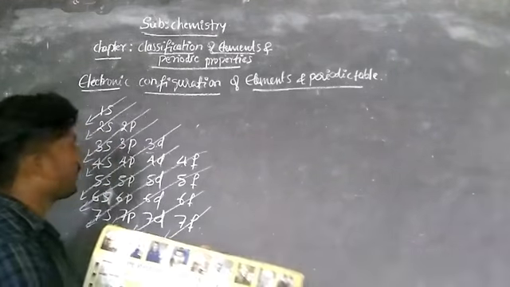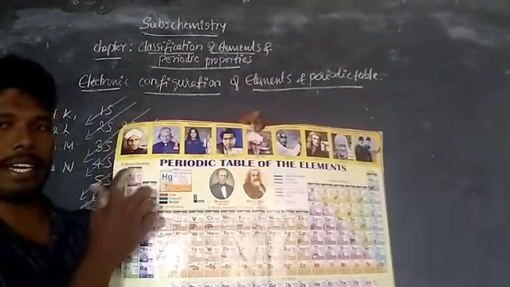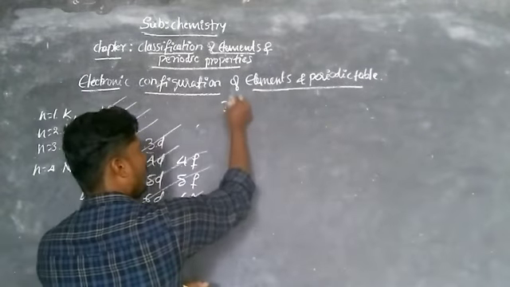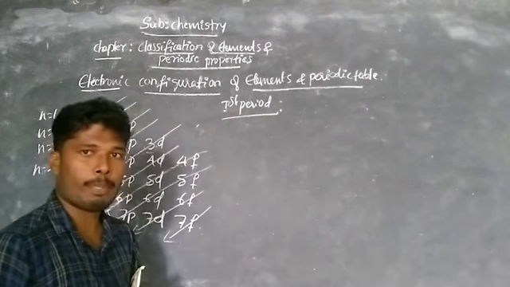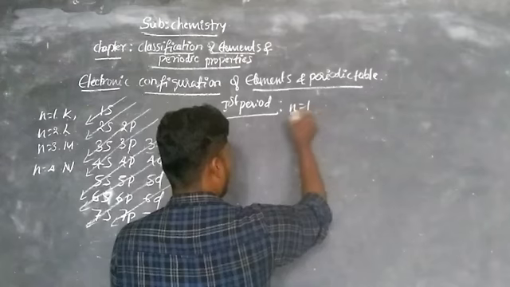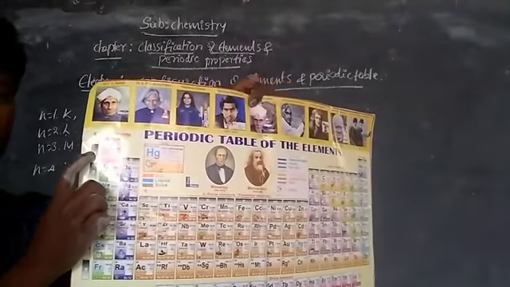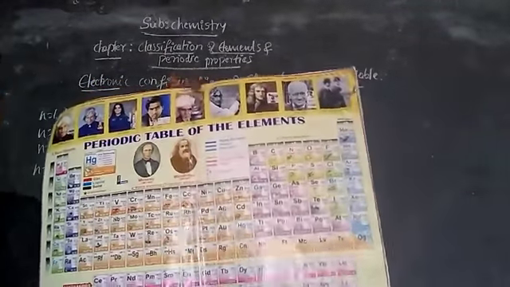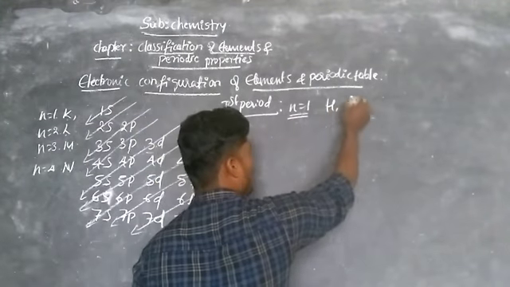So listen, in electronic configuration, this is the periodic table. This is the first period, there are 7 periods. Now take the first period. In the first period, n is equal to 1. It means the principal quantum number is 1. This first period consists of only 2 elements, hydrogen and helium.